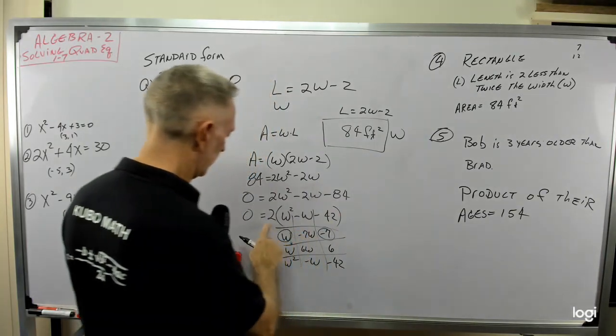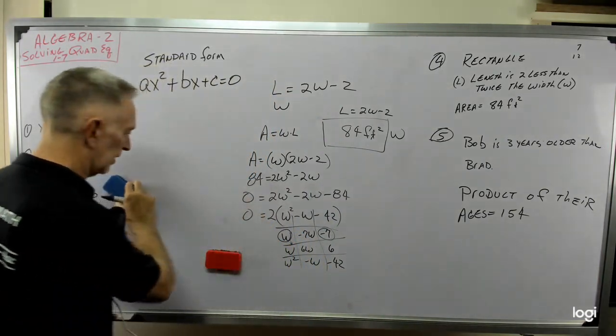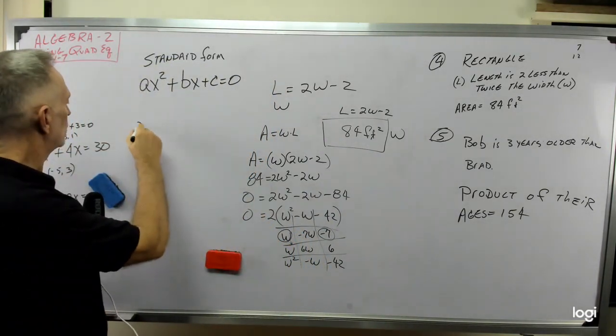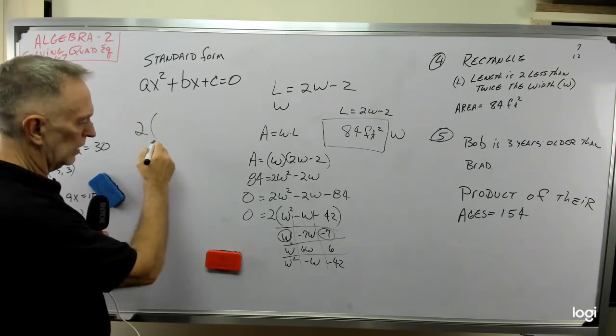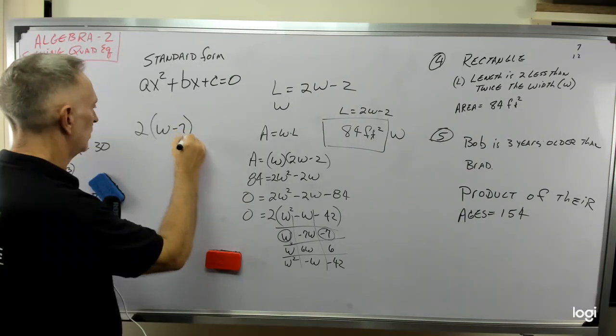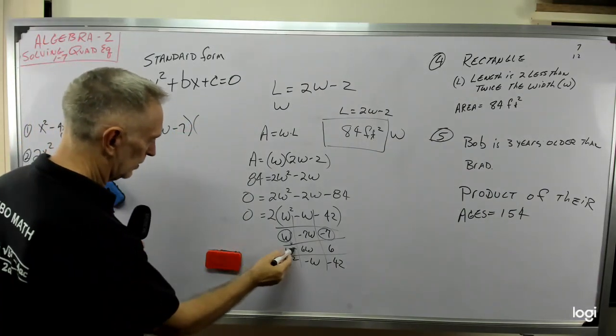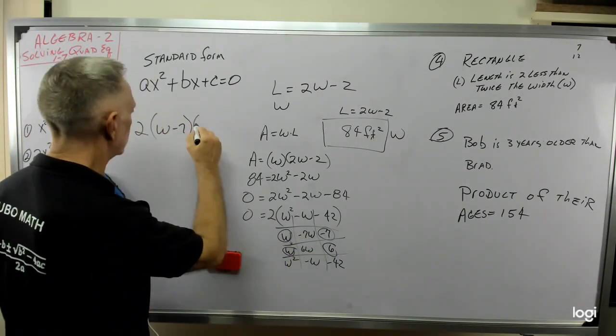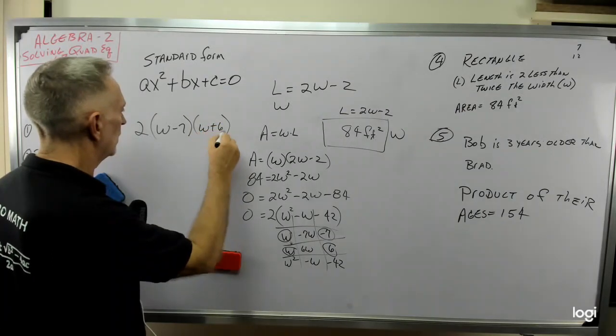So let's not forget our 2. As a matter of fact, we'll get over here. 2 times (W minus 7) times (W plus 6) equals 0.